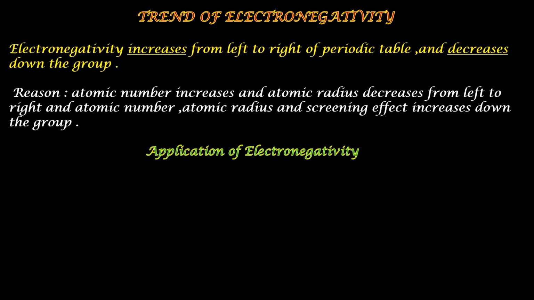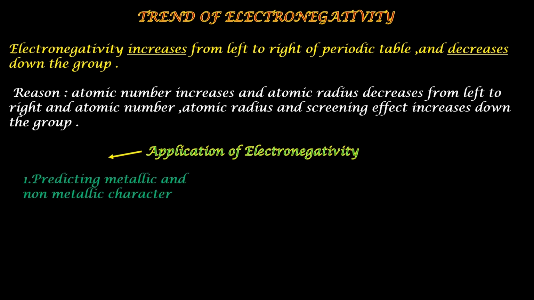What are the applications of electronegativity? First one, predicting the metallic or non-metallic property or characteristic of elements. Second one, understanding the polarity of bond. This is with reference to covalent bonds. Based on the difference in the electronegativity of the participating atoms in a compound, one end of the molecule acquires a delta positive charge and the other end acquires a delta, that is partial negative charge. This is what we mean by polarity.